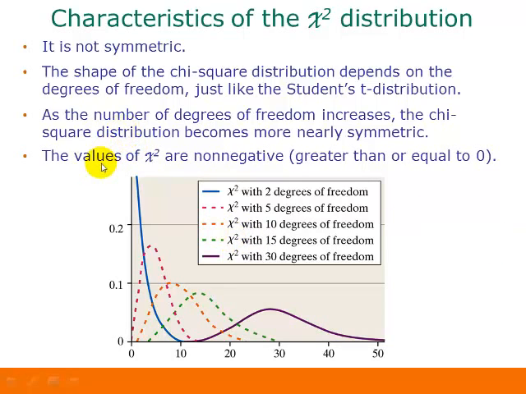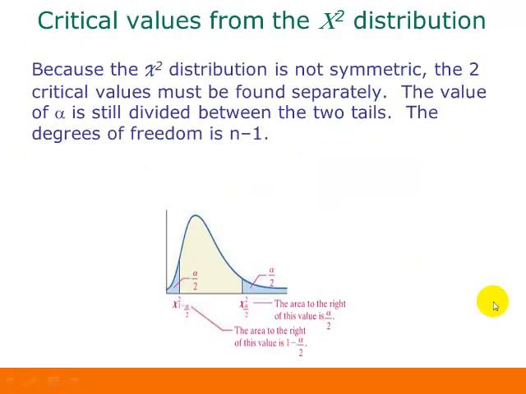Another thing that's different about this distribution is that the values of chi-squared are non-negative. In other words, this graph starts at 0 and goes to the right. There is nothing on the left side of 0. This is going to make things a little bit different when we try to find critical values from this distribution.